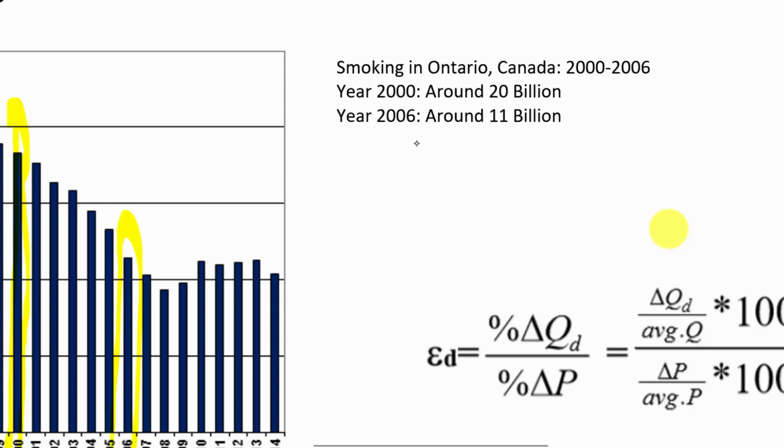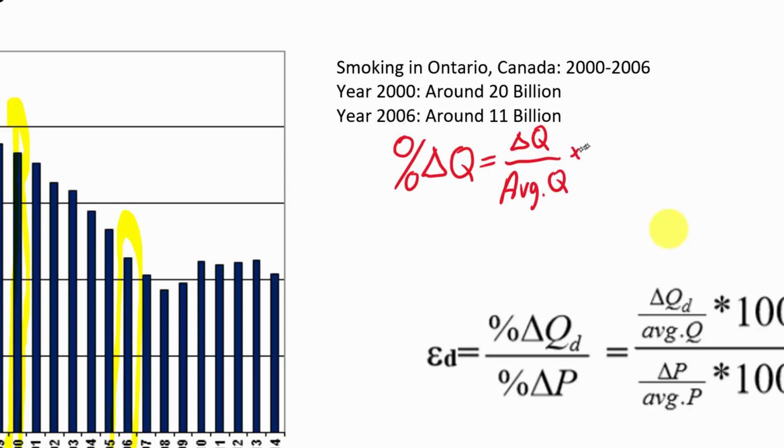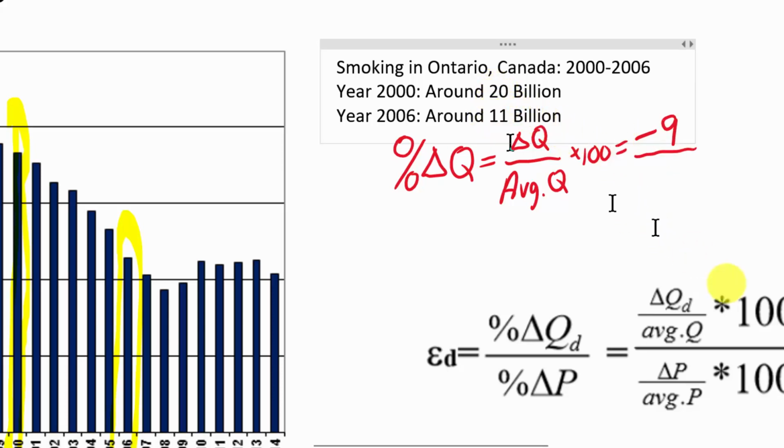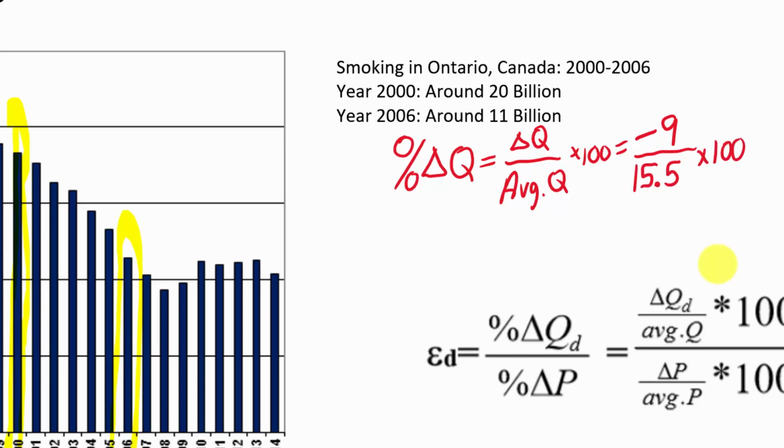All right, so using our midpoint formula, our percent change in the quantity, we want the change in the quantity divided by the average quantity, multiply that times 100. Okay, well, what was the change in quantity between 2000 and 2006? Down 9 billion. I'm just going to call that minus 9. We could put all those zeros for billion on there, but if we don't put it on the top or the bottom, it would just cancel anyway. So minus 9. What's the average of 20 and 11? Well, 20 plus 11 is 31. 31 divided by 2 will give us 15 and a half. And then we multiply that times 100. You do that and see what you get. Make sure you can get the right answer.